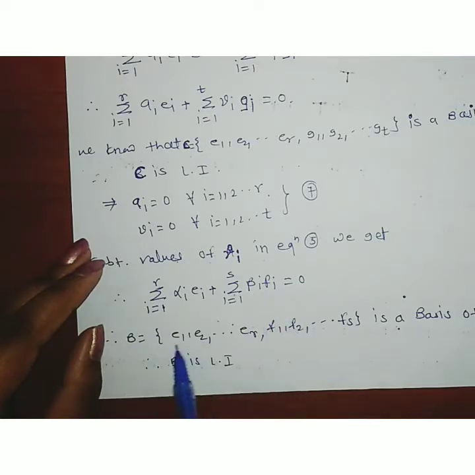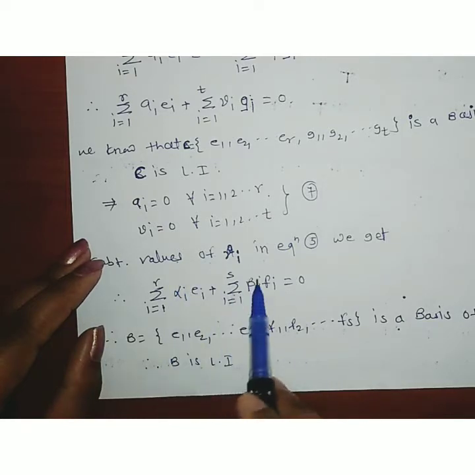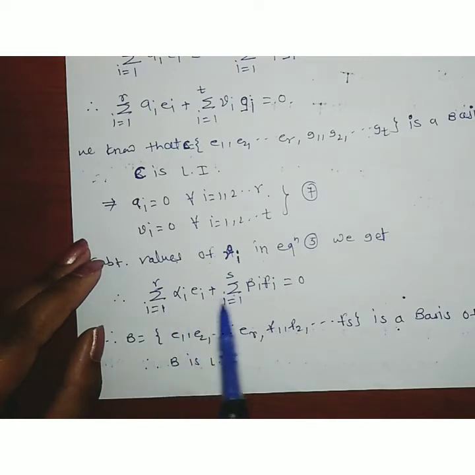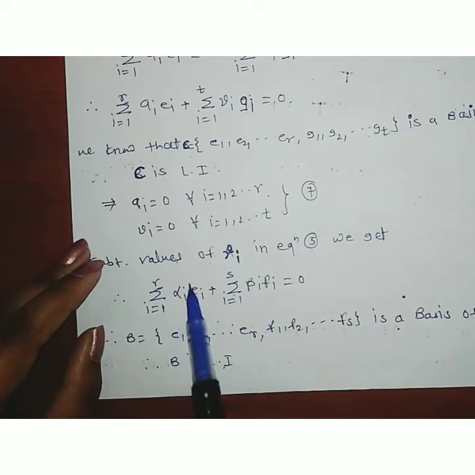We know that the set E1, E2, ..., Er, F1, F2, ..., Fs is a basis of S. Therefore, as it is a basis, the set is linearly independent. Now, as this is linearly independent and this linear combination is nothing but the linear combination of these vectors, the scalars alpha and beta must be 0. Since every basis is linearly independent, the multiplied scalars must be 0. Therefore alpha_i is equal to 0 and beta_i is equal to 0.